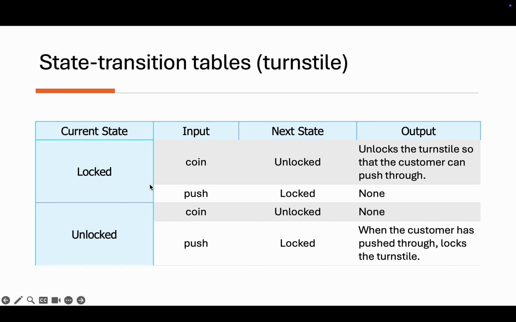Okay, easy enough. So the locked state, if we push it, it remains locked, so it transitions to itself, and there's no output. And the unlocked state is the same function. In the unlocked state, when we pay the coin, we stay in the unlocked state, and there's no real output in this simplified example. And if we're in the unlocked state and we push, the next state should return us to the locked state when the customer has pushed through. In a real turnstile, we expect that there are other states. There might be an error state or a more complicated state where the user pays when it's in the unlocked position. What happens then? But in this simple example, that is a complete finite state machine.